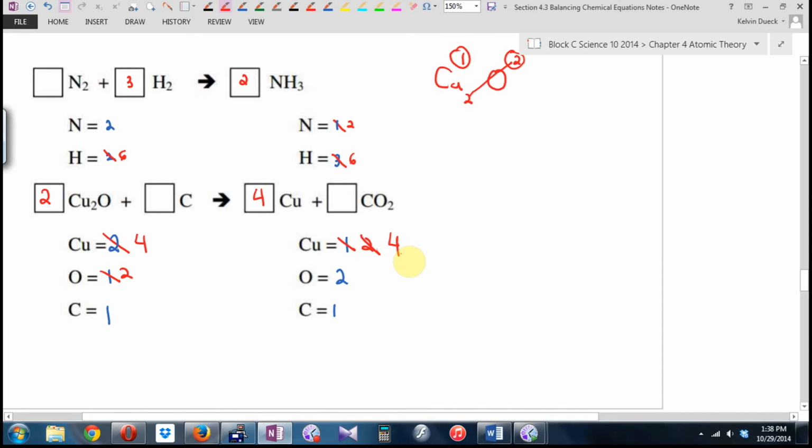Let's see. Am I balanced, Kyle? So we would say to make this reaction work, you need 2 molecules of copper oxide combined with only 1 carbon, and that'll give you exactly 4 copper atoms all by themselves, and 1 molecule of carbon dioxide. Okay? That's what we're saying.